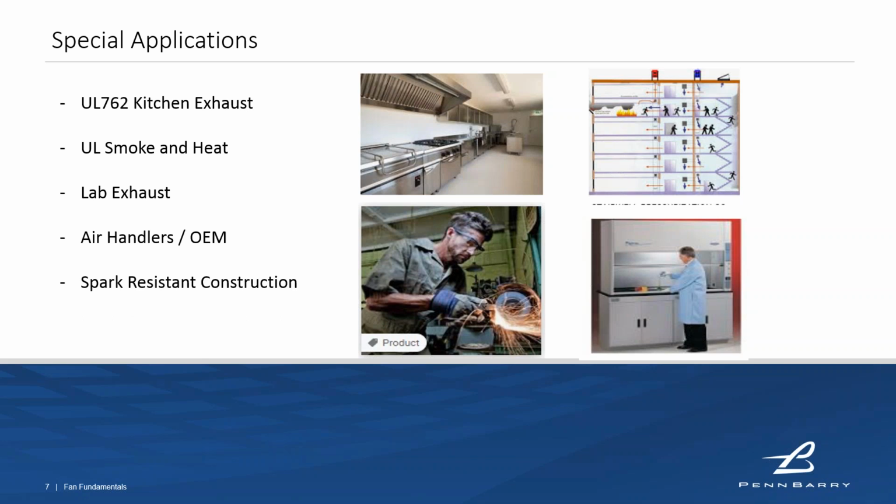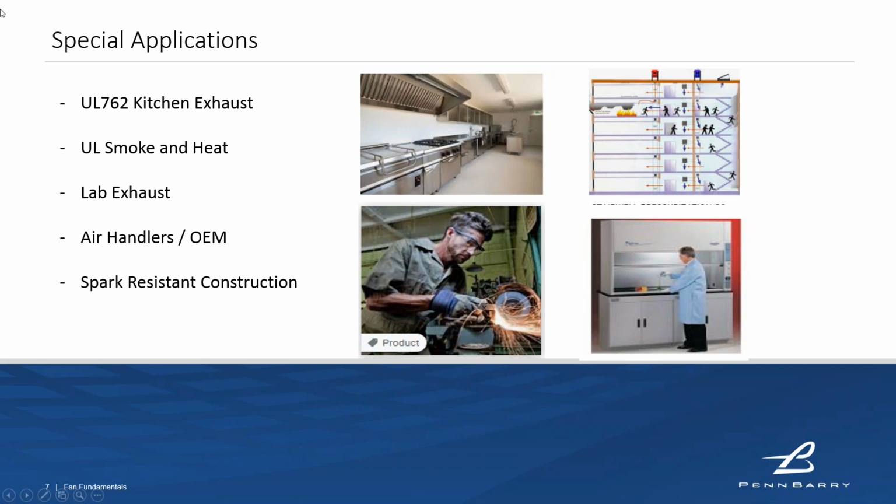UL smoke and heat fans, again, we can do the same types of things as we can with the UL 762 fans. However, generally speaking, those are going to be inline tube axial or vane axial fans. And in the same way that the general air movement specification has gone from vane axial to mixed flow, that's happening with smoke exhaust fans as well.